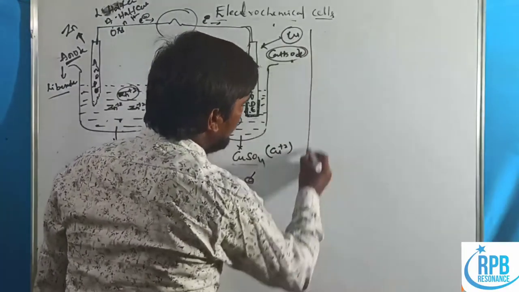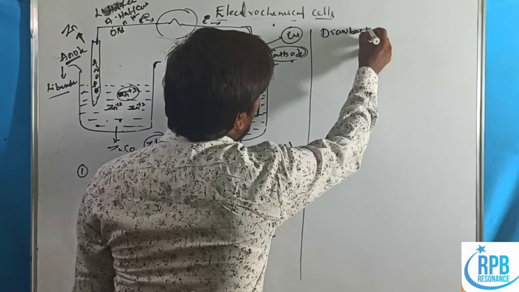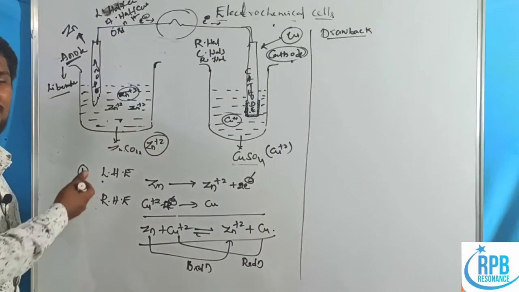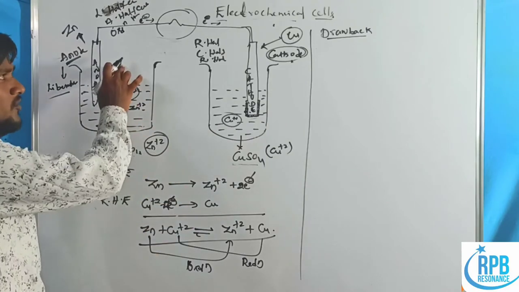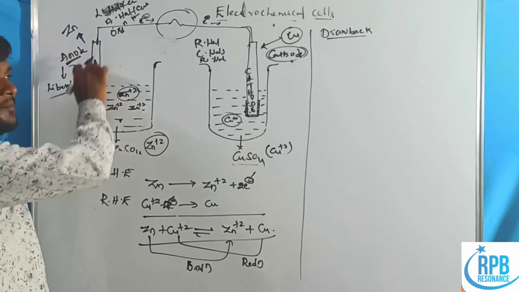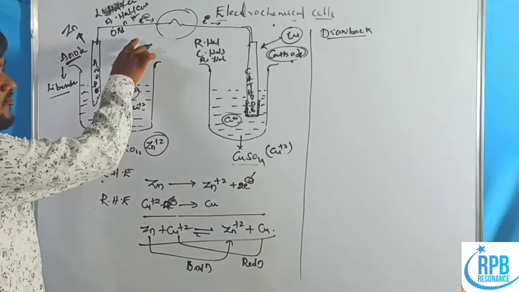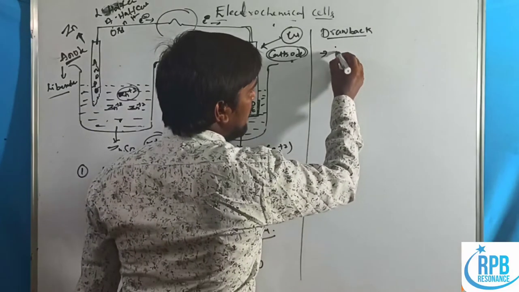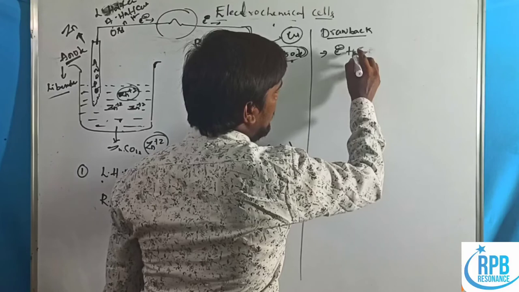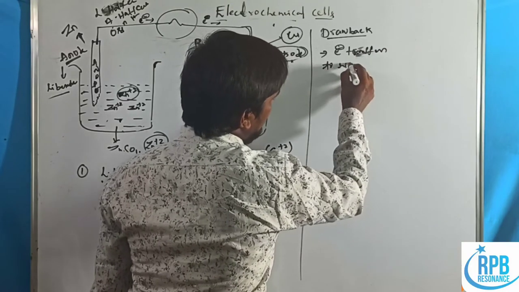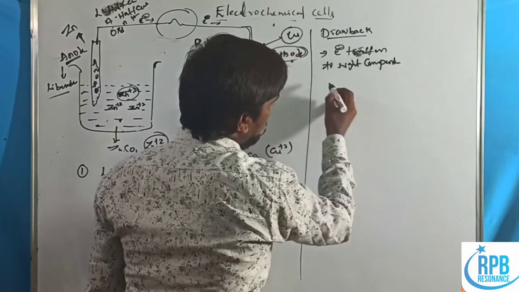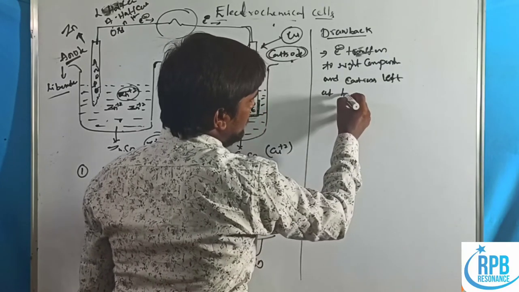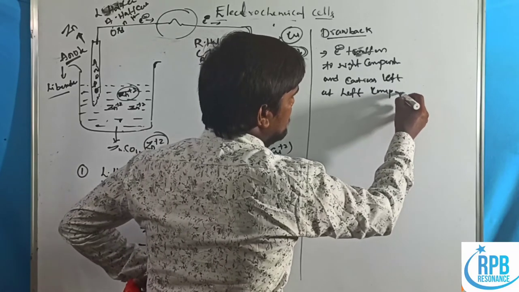The drawback of this wire method connection is this. Whenever electricity is passed through this type of electrochemical cell, electrons move from the left hand side compartment to the right hand side compartment. That means the electrons travel to the right compartment and the cations are left over in the left hand compartment, quite oppositely.